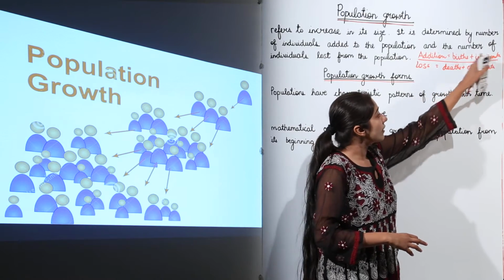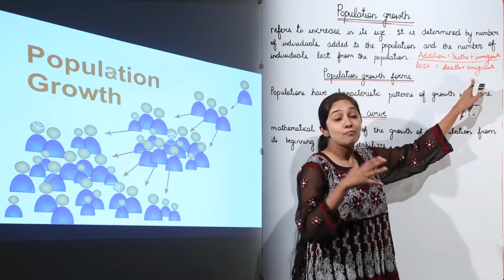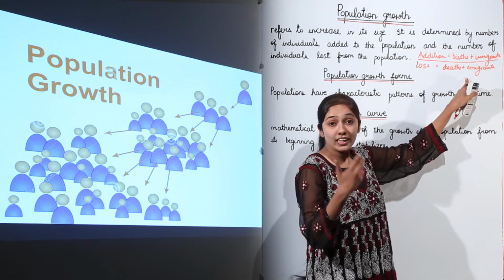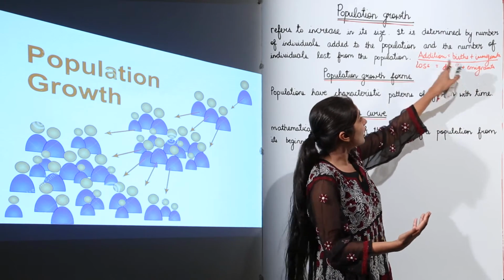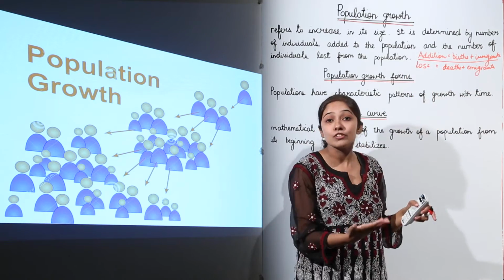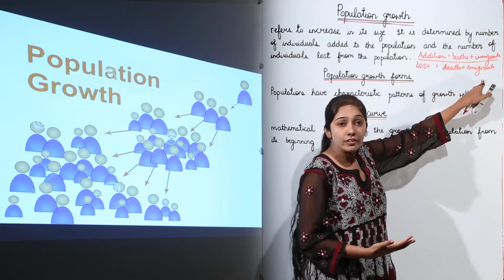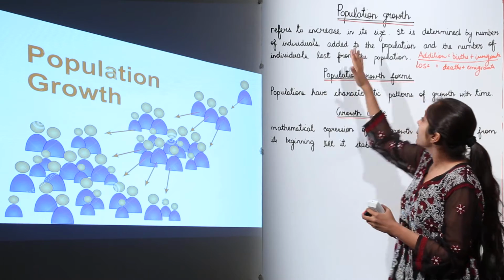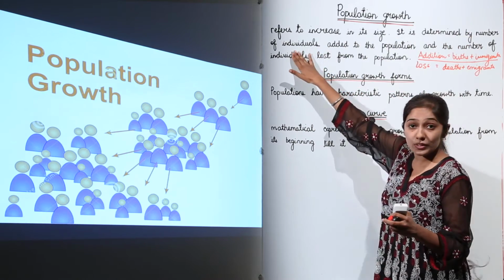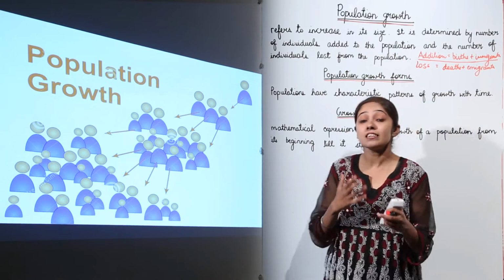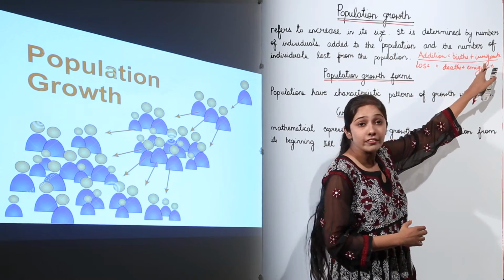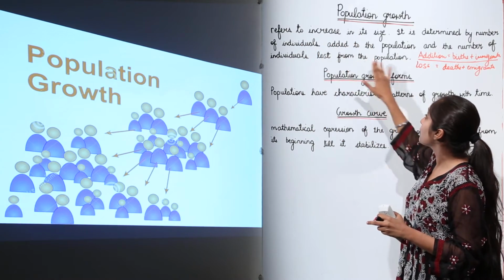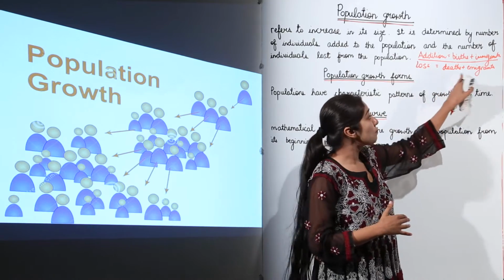If we talk about emigrants, an example is the many Indians who go abroad and settle there. They are emigrants because they have left the country, so they come under the lost individuals, that is deaths plus emigrants. So how can you determine the population size? By determining the number of individuals added to the population, in terms of births and immigrants, and the individuals lost from the population, in terms of deaths plus emigrants.